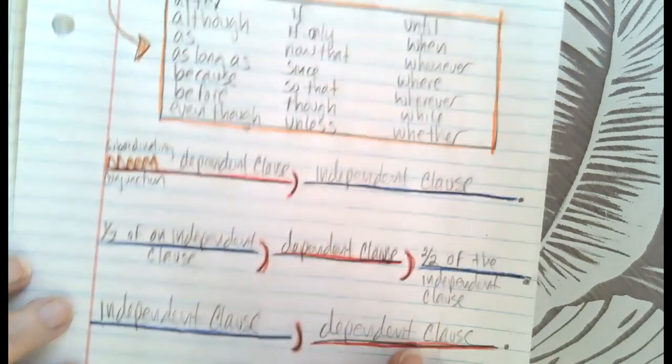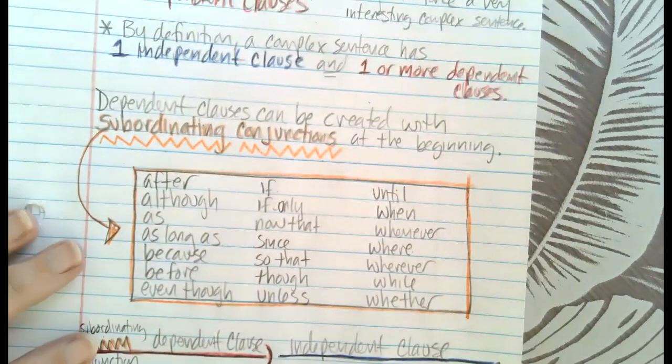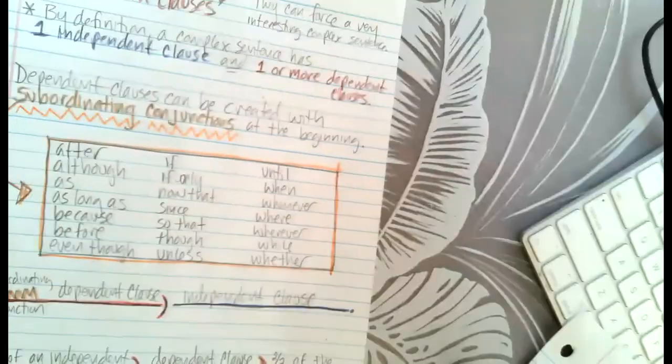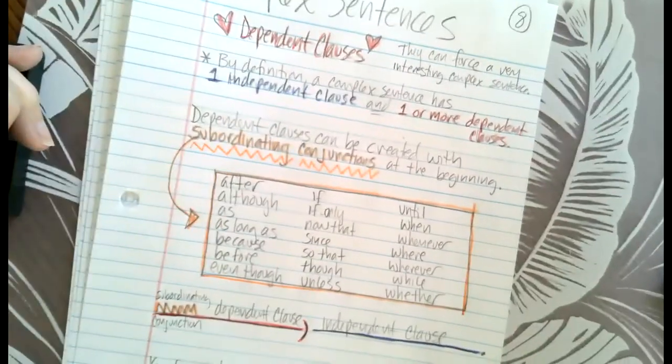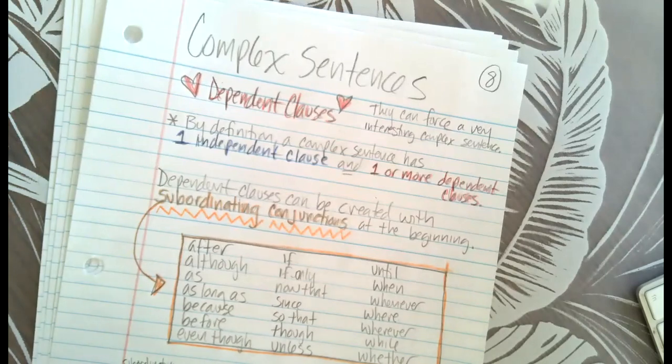Okay, so now we're going to go into IXL and we're going to do some practice with complex sentence structure. Actually, no, I'm so sorry. No, we're not. We're going to do first some notes on compound complex sentence structure. I apologize.